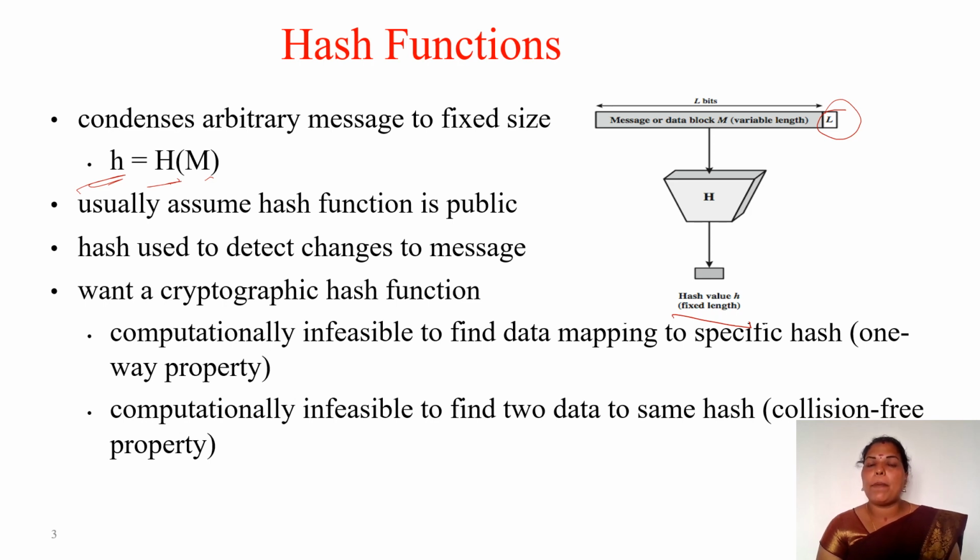In the one-way property, it is computationally infeasible to find the data mapping to a specific hash. Later, in the requirements of this hash function, we will see the one-way property in detail. Another main important property is the collision-free property. That is, it is computationally infeasible to find two data values with the same hash value.